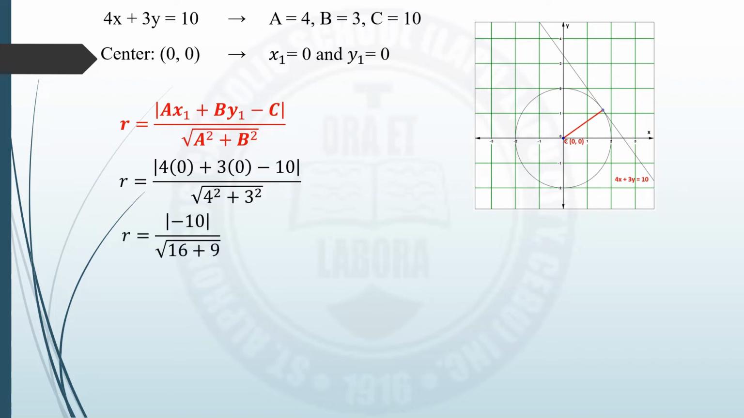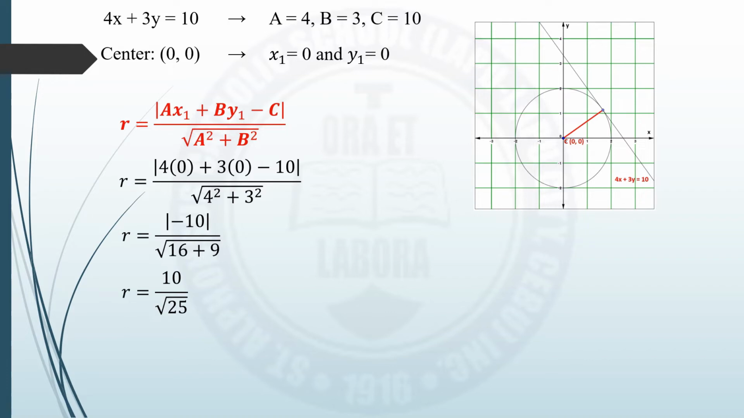Then, simplify further. 4 times 0, the answer is 0. 3 times 0, the answer is 0. 0 plus 0, the answer is 0. So 0 minus 10, the answer is negative 10. That is why we have the absolute value of negative 10 as our numerator. And then 4 squared is 16, and 3 squared is 9. So we have the square root of 16 plus 9 as our denominator.